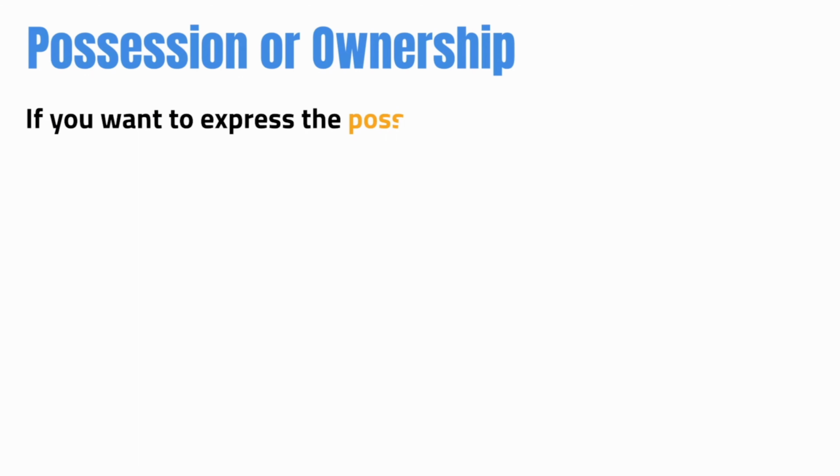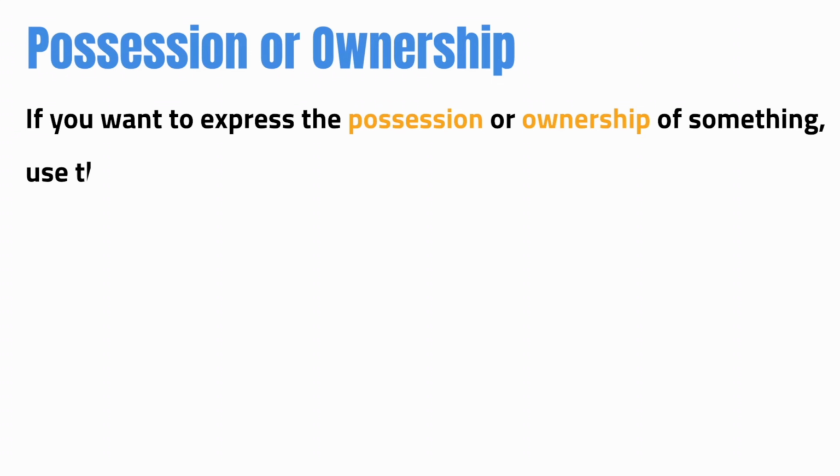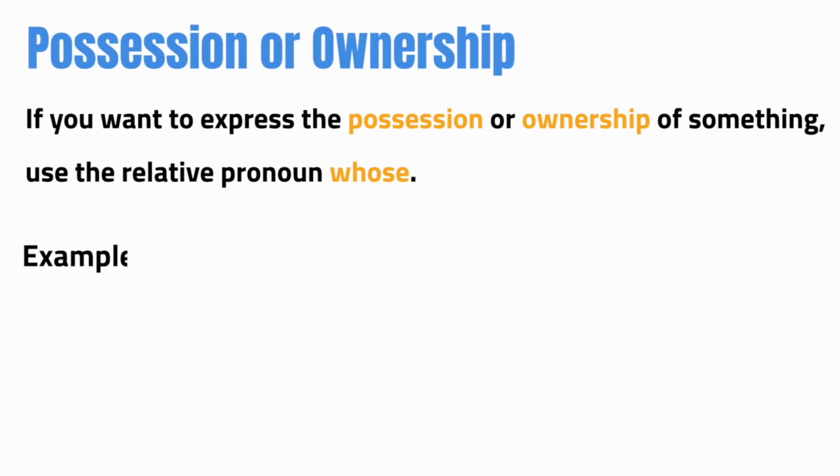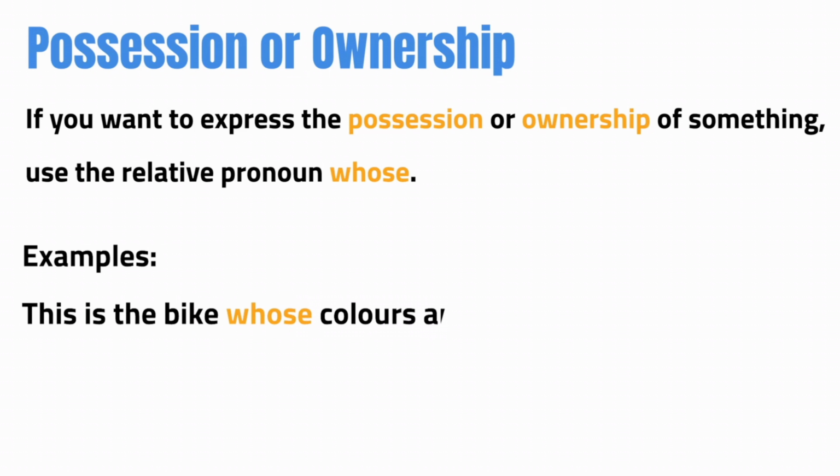Let's talk about possession and ownership. If you want to express the possession or ownership of something, you use the relative pronoun whose. The girl whose bike is new is Anna. Another example is, this is the bike whose colors are blue and green.